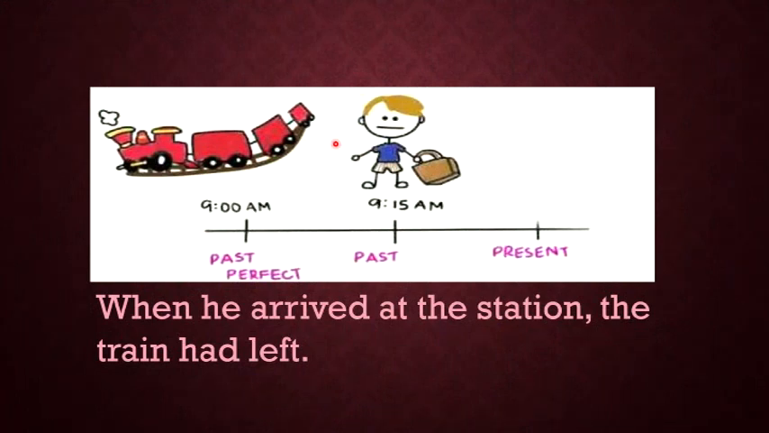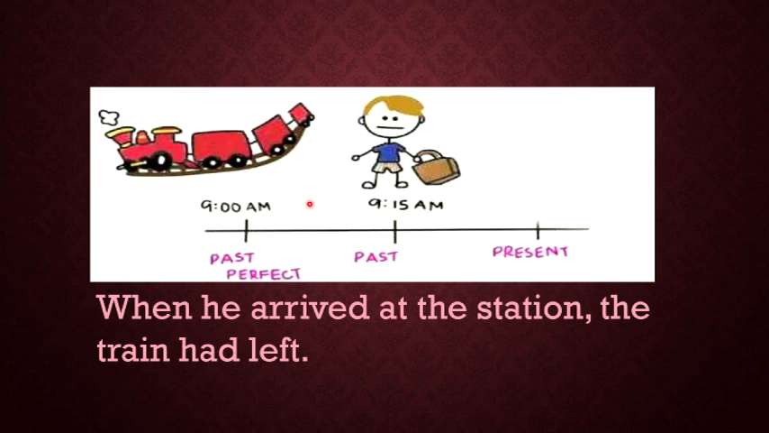Now see, this is a very good picture to understand. Here we are saying that a train is there and it moved. The timing of the train is 9 a.m. This boy reached. And when did he reach? He reached at 9:15 a.m.